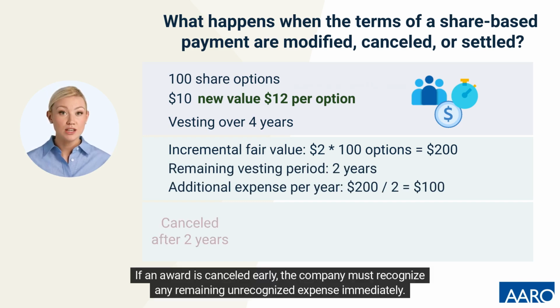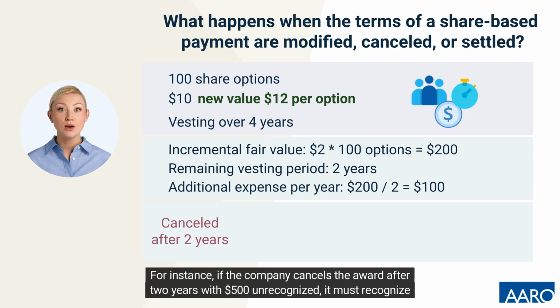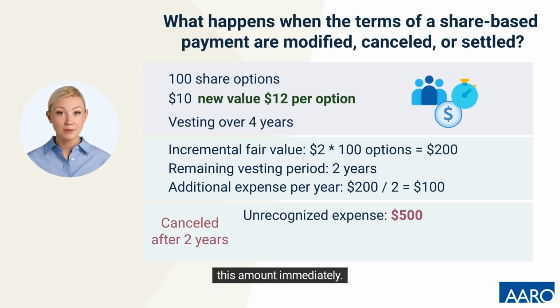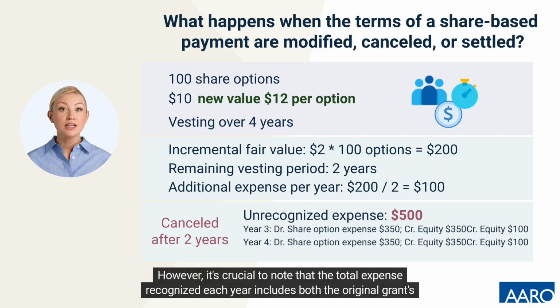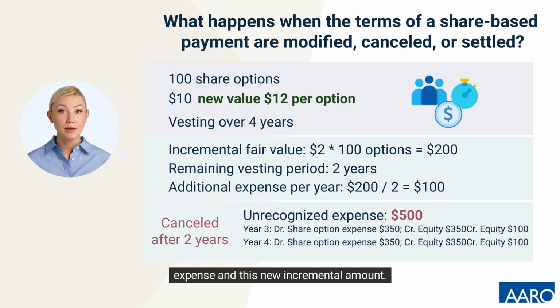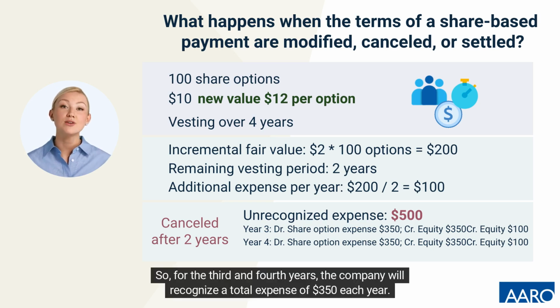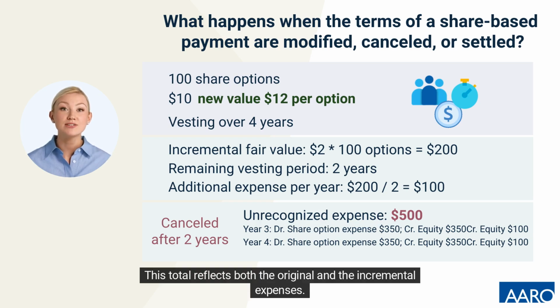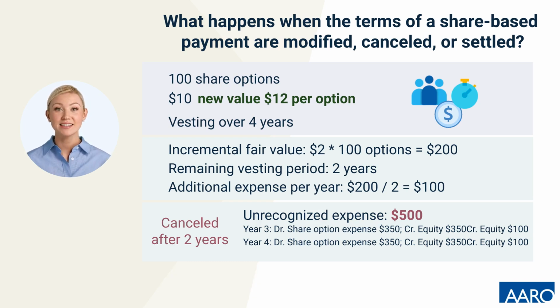If an award is canceled early, the company must recognize any remaining unrecognized expense immediately. For instance, if the company cancels the award after 2 years with $500 unrecognized, it must recognize this amount immediately. However, it's crucial to note that the total expense recognized each year includes both the original grant's expense and this new incremental amount. So, for the 3rd and 4th years, the company will recognize a total expense of $350 each year. This total reflects both the original and the incremental expenses.